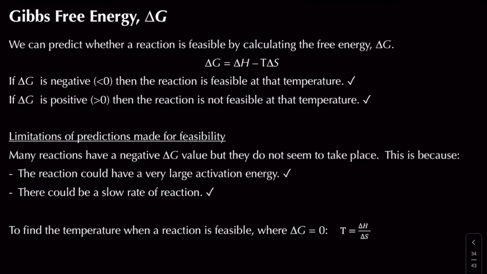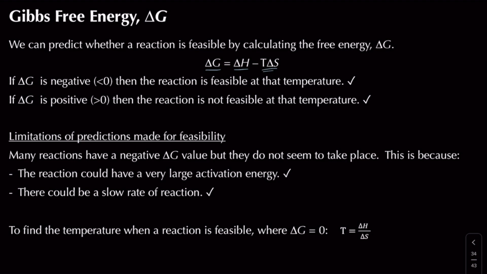But then, of course, if delta G is going to be positive, where it's above 0, then we say that the reaction is not going to be feasible at that temperature. Now, of course, to calculate Gibbs Free Energy, where you've got the units of kilojoules per mole, you can take the enthalpy change itself, which is also in kilojoules per mole, and you can subtract the temperature in Kelvin, times that temperature by the change in entropy, which you need to convert to kilojoules per mole as well.